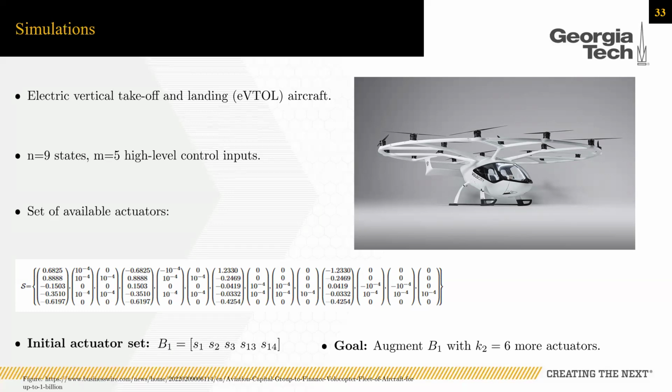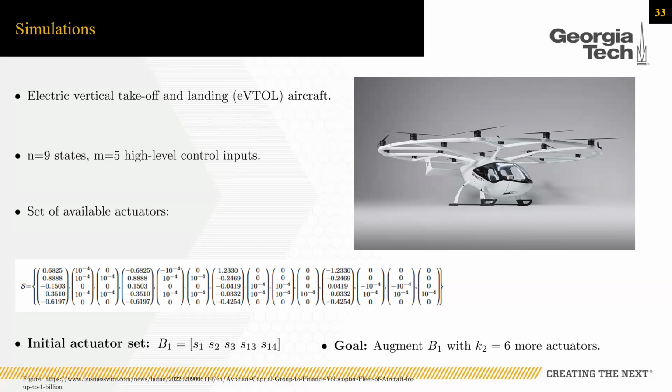Okay, so we had a project, we still have a project with NASA. We want to stabilize extinction when something bad happens. I have 9 states and 5 high-level control inputs. And this S that you see there is all the available actuators that, if something happens, I want to allocate and do optimal allocation.